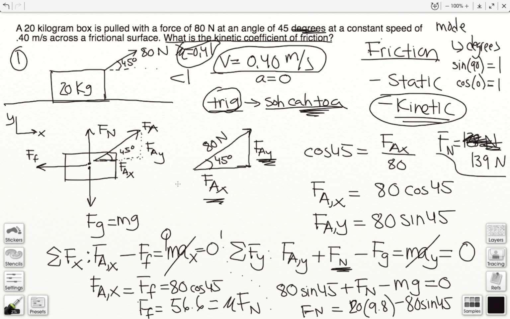And in problems that usually involve friction, you'll solve for the normal force and then plug that back into your friction force.